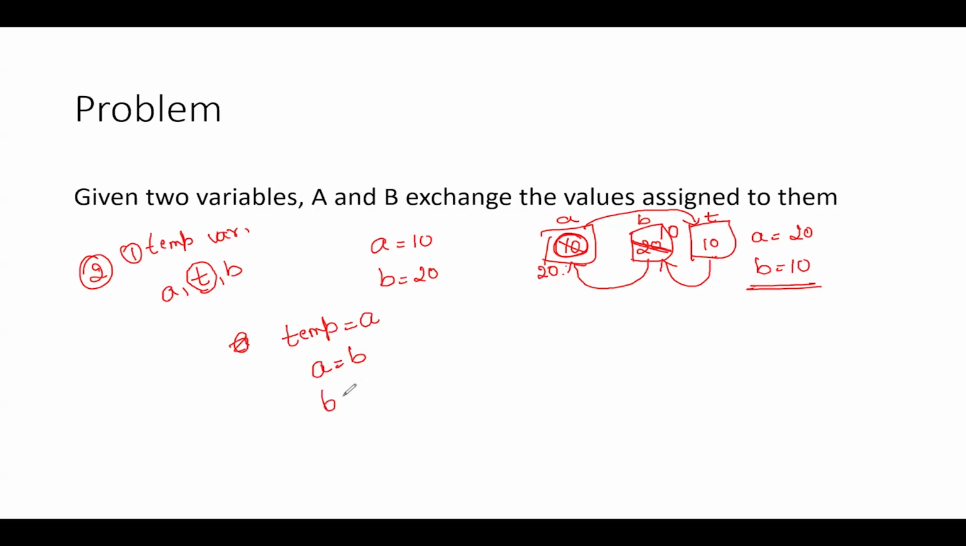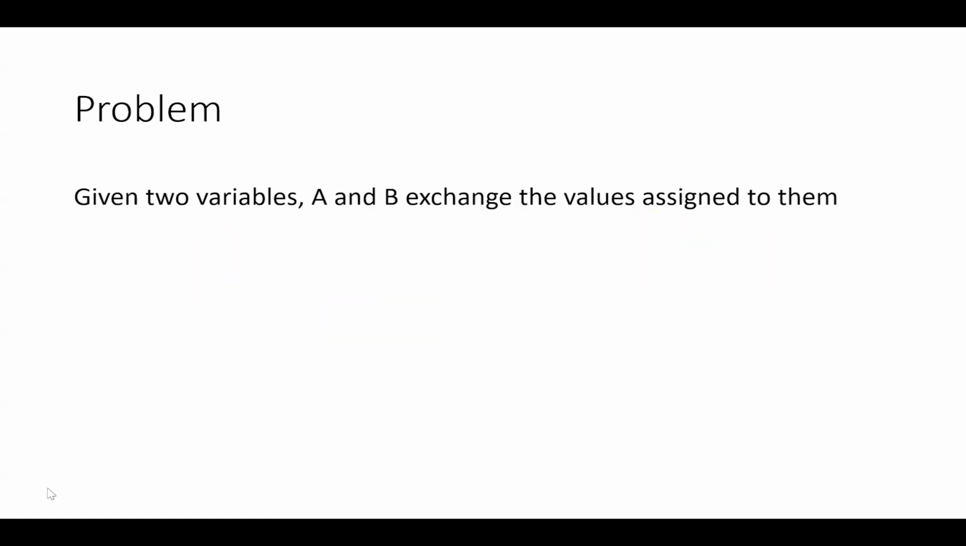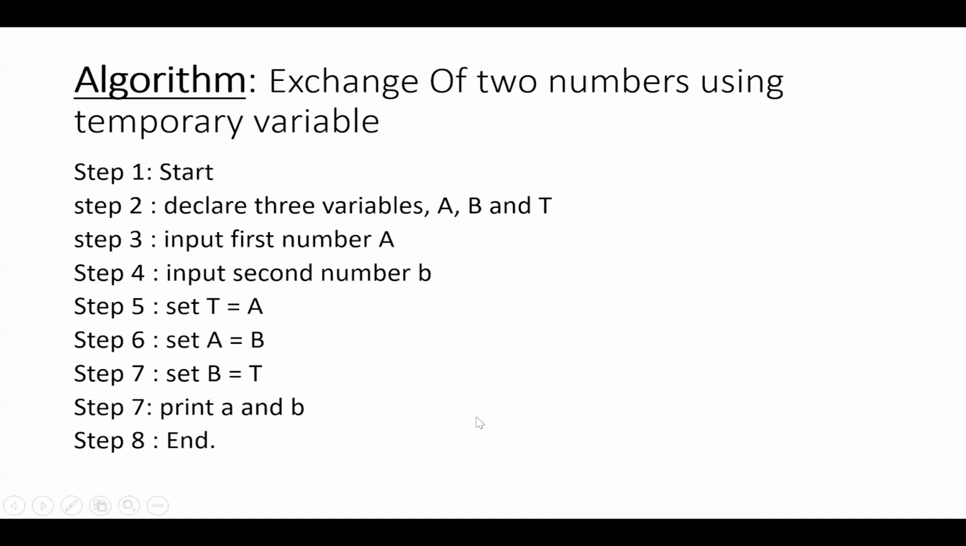And now another variable can have the value of the variable A, which we have stored in a temp. So this is the code for exchanging two variables using a temporary variable. So how can we write the code for that, or not exactly code, algorithm. So this is the algorithm.